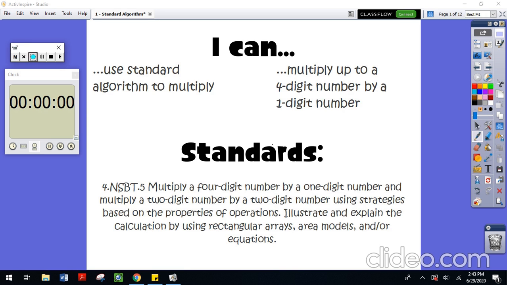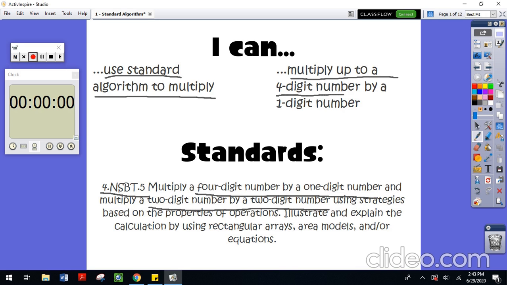In this video, we're going to be looking at Standard 4 in SBT 5. We are going to be multiplying a 4-digit number by a 1-digit number, and also a 2-digit number by a 2-digit number, using strategies based on the properties of operations to illustrate and explain the calculation by using rectangular arrays, area models, and/or equations. By the end of this video, you should be able to use standard algorithm to multiply. You should also be able to multiply up to a 4-digit number by a 1-digit number.